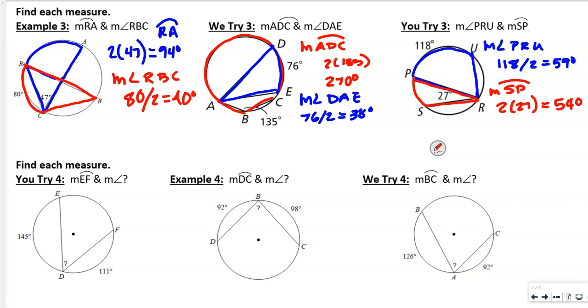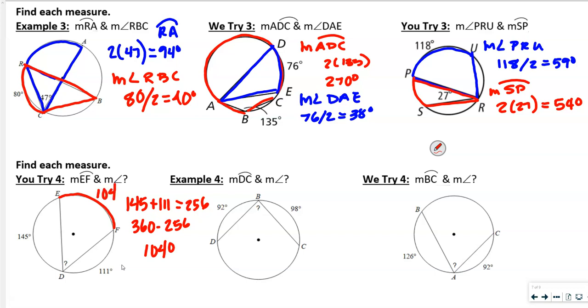Okay, so now when we get down here to try 4, this one's a little different. Why? Because we don't know what the arc EF is yet, do we? Okay, so we got to find this first, don't we? And how are we going to find that? What do those 3 parts have to add up to be? 360, right? So what I want to do is add the 145 plus the 111. And when I do that, I get 256. And then I'm going to take 360 and subtract the 256 from it. So that means my arc here is going to be 104 degrees, okay? So this arc is 104.